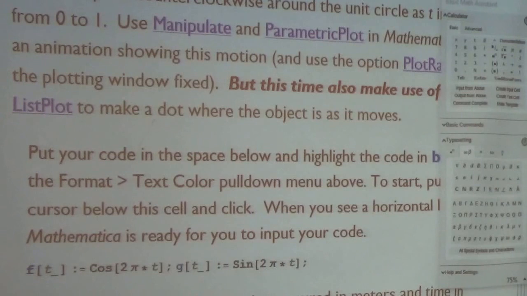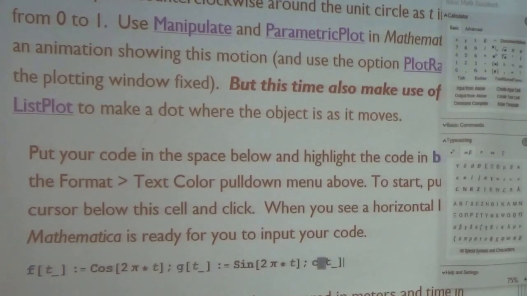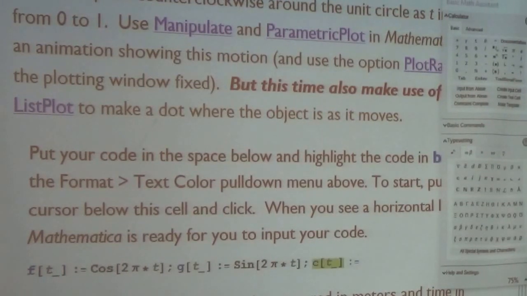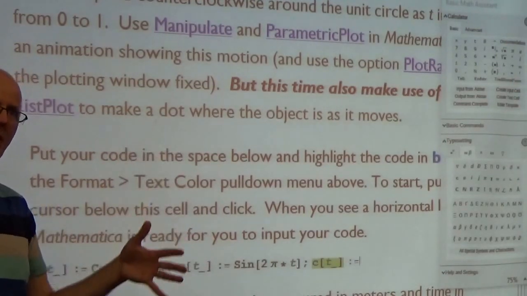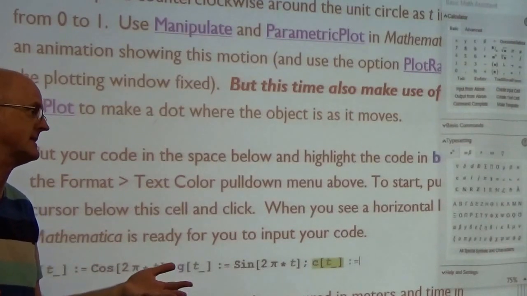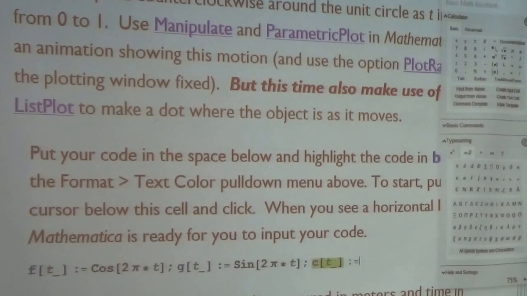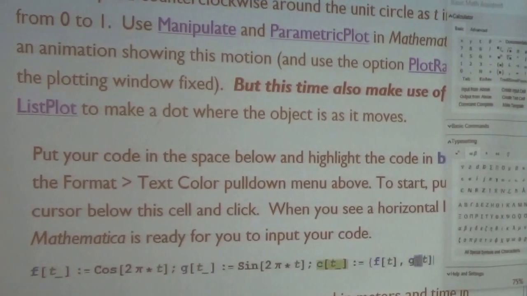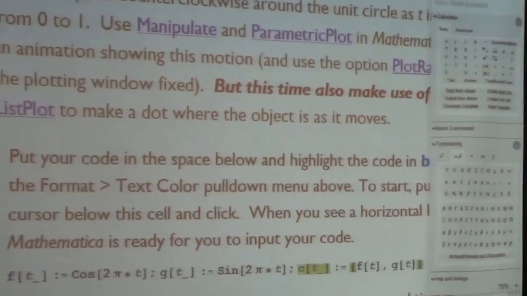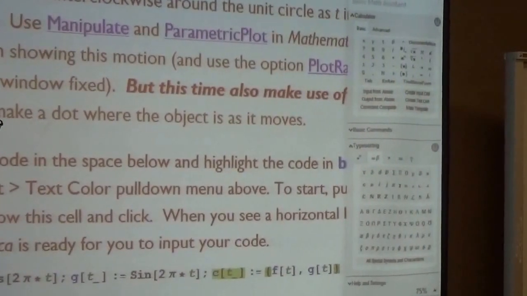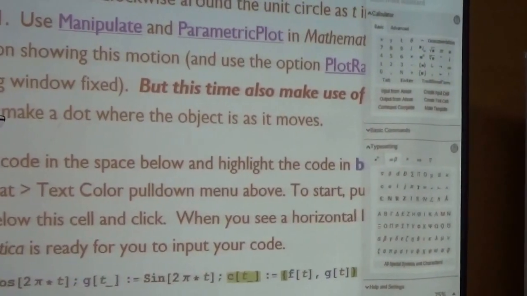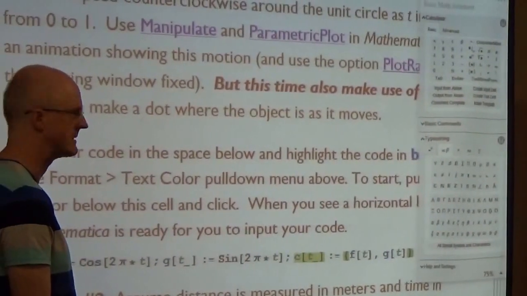Semicolons suppress output, but I like using them to sort of just separate different equations and commands. C of t is a point. Don't use parentheses. Points in Mathematica are represented with curly braces, as what Mathematica calls lists. Lists have lots of applications, not just the points, but you can put the f of t and g of t inside the list with curly braces. You don't need underscores with the F and G, because they've already been defined.